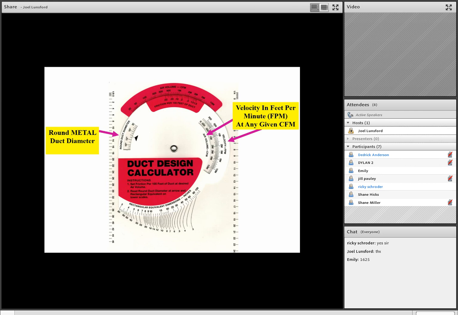So in our example, if I am designing a duct system around 500 feet a minute velocity in a particular duct section, and I need 500 CFM, I'm going to need a 13 inch round duct. Any questions or comments on that?